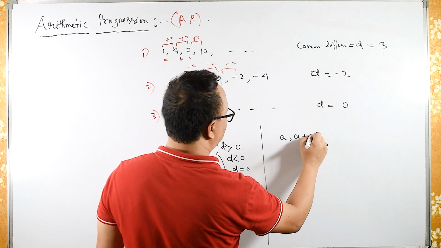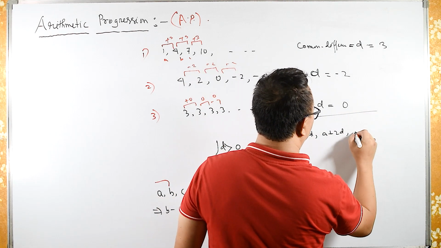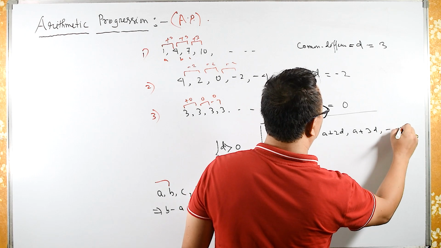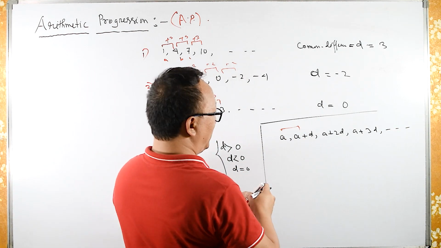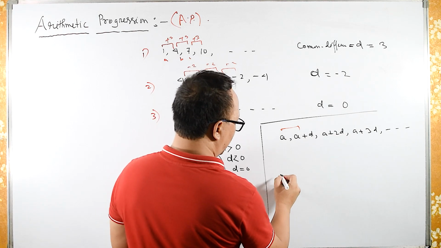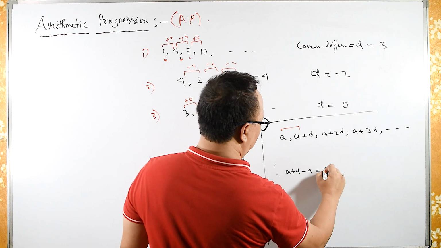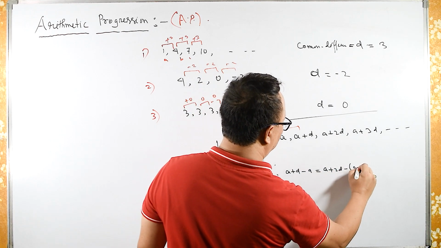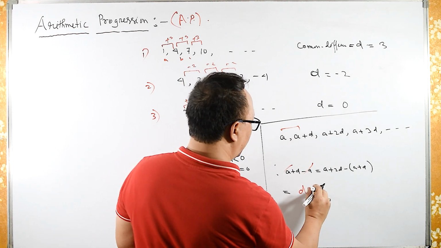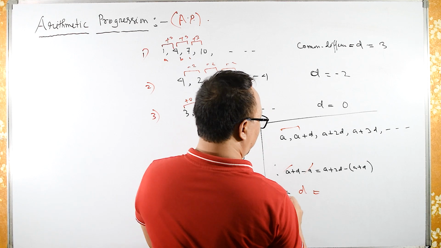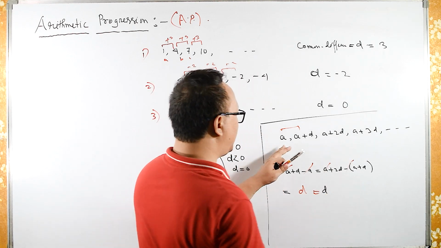Take A, A plus D, A plus 2D, and A plus 3D. These are in AP. Why? The difference is A plus D minus A. Check it: is it the same as A plus 2D minus A plus D? Here A and A get cancelled, we have D. Here also A and A get cancelled, 2D minus D is D. So these are also in AP.